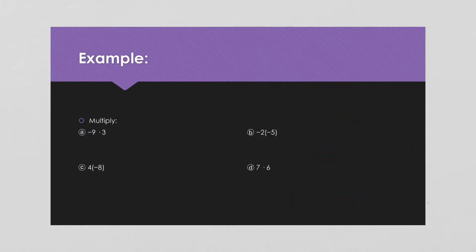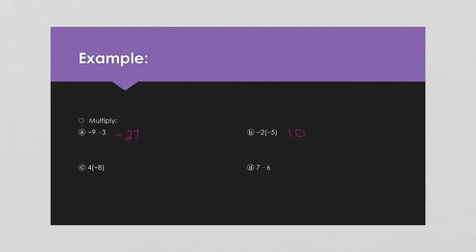Let's just run through some examples here. We're going to multiply on part A, negative 9 times 3. We have a negative times a positive, so our answer will be negative, and then just multiply 9 times 3, and you get 27. On part B, negative 2 times negative 5. Negative times a negative is positive. 2 times 5 is 10.